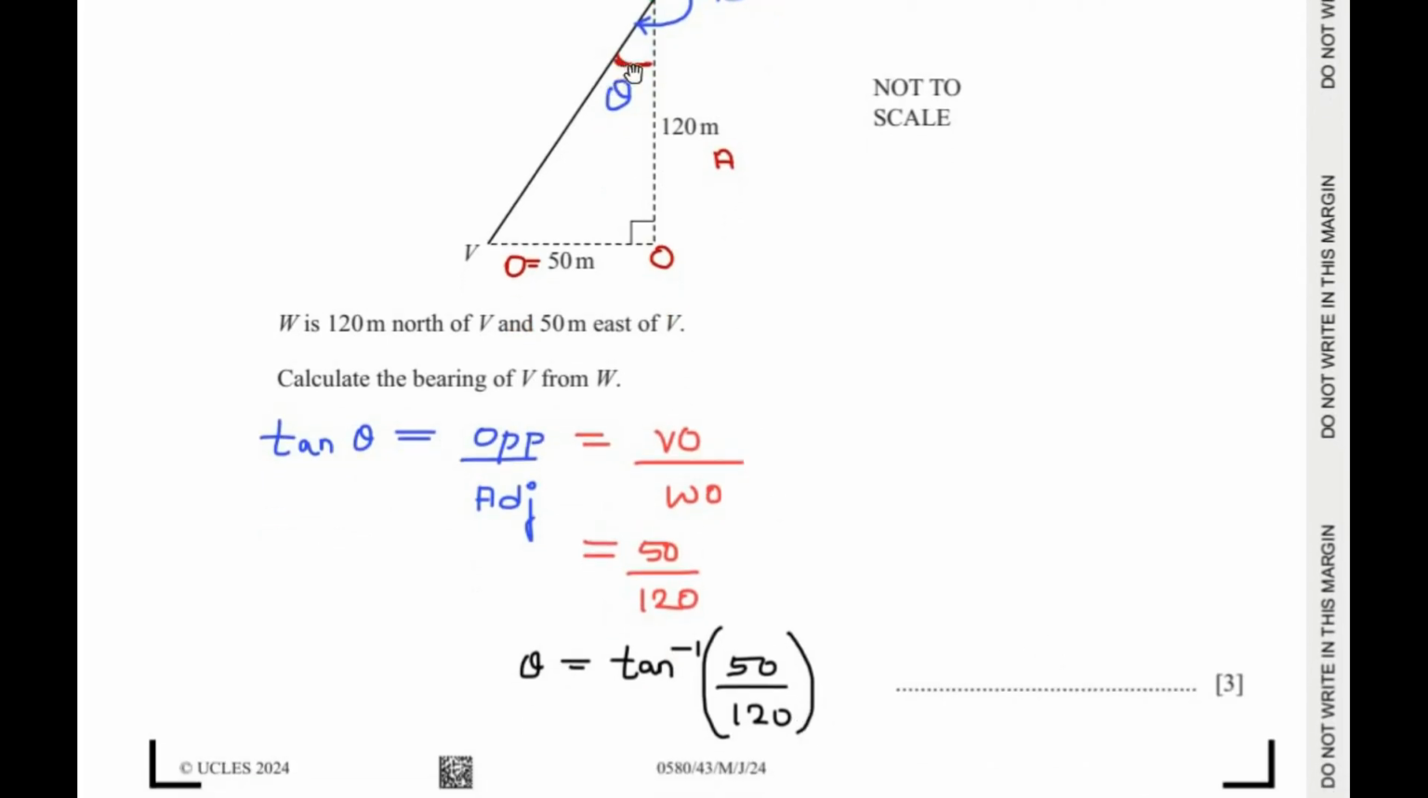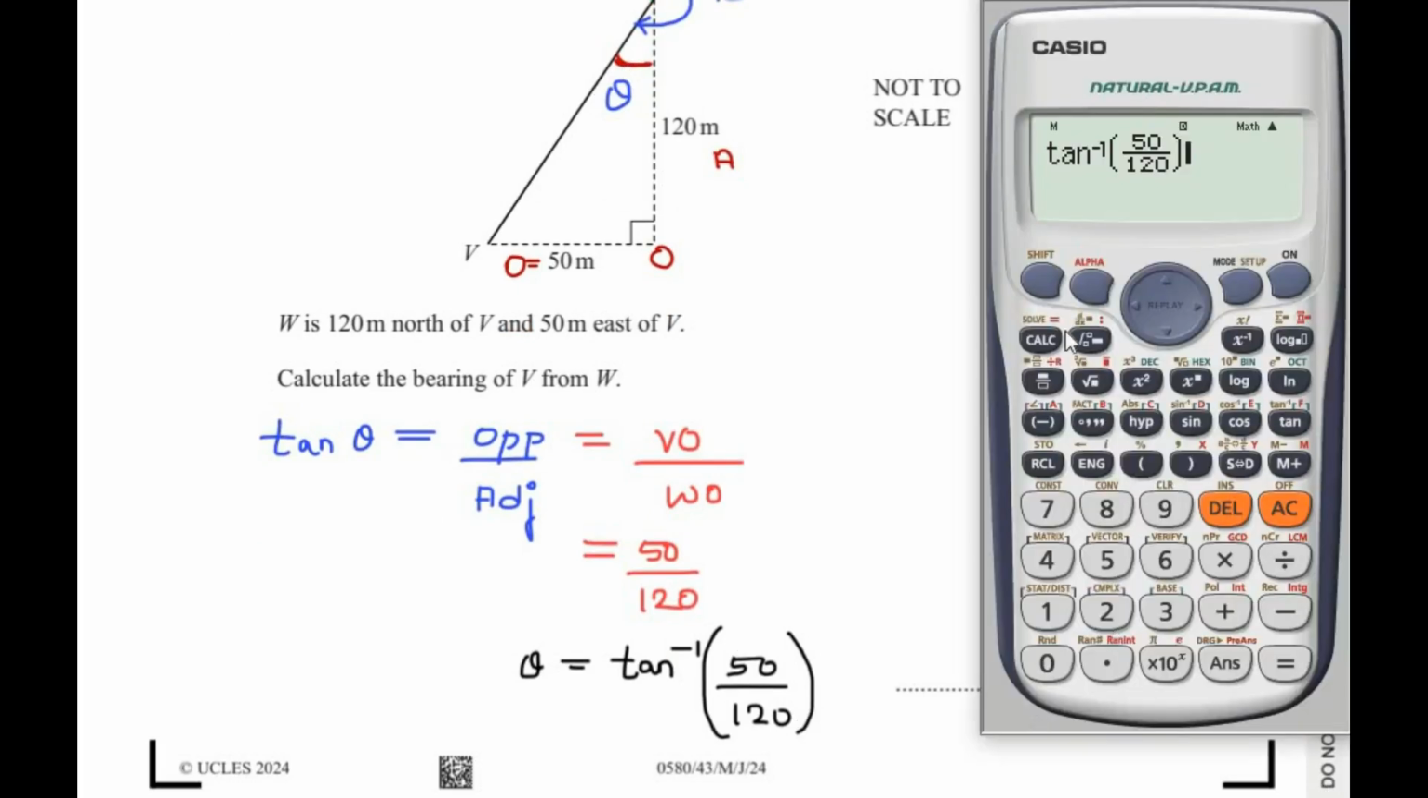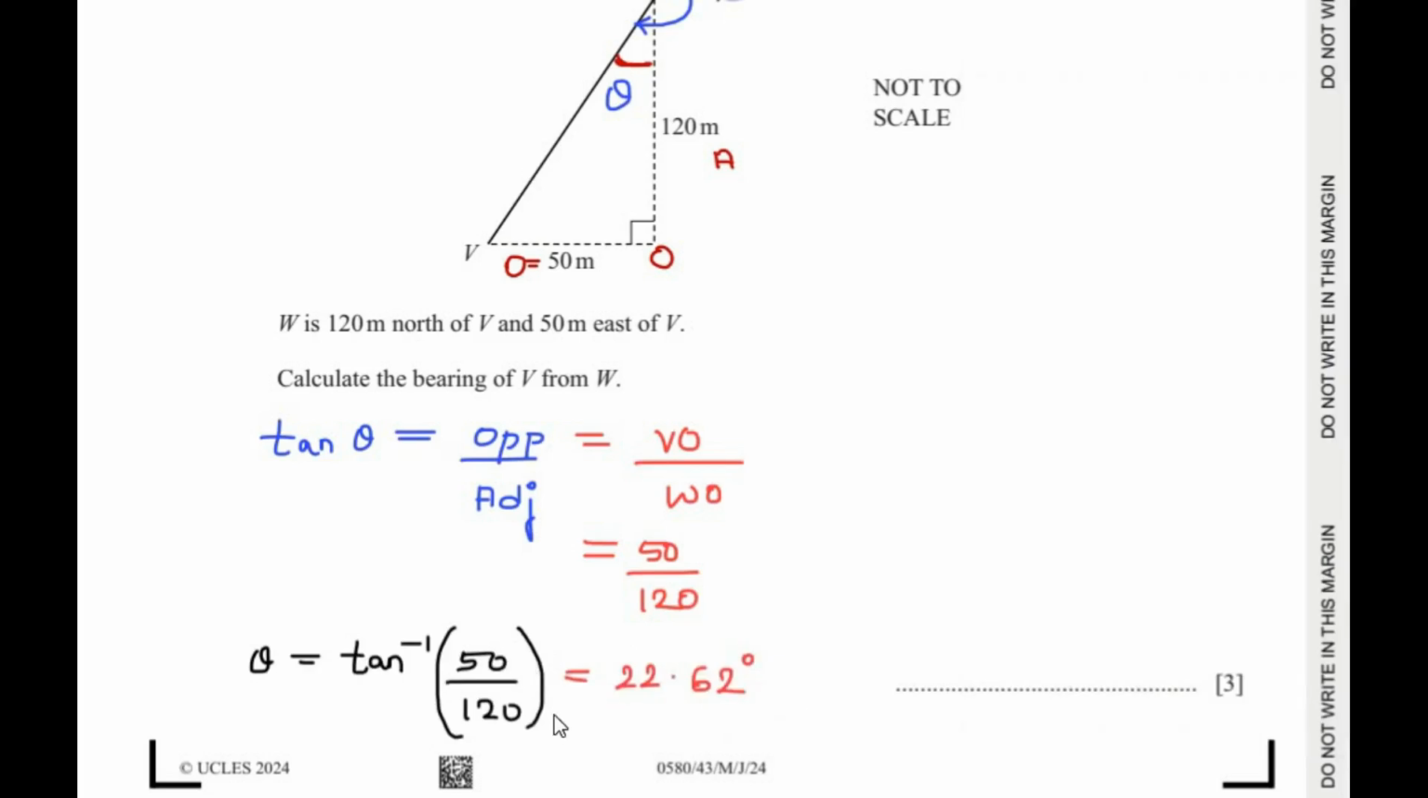Now let us see what value of theta we get over here. So this gives us 22.619. So I'm going to round it to 2 decimal places. So I'm going to take it as 22.62. So our theta value, that is the small angle, is equal to 22.62.